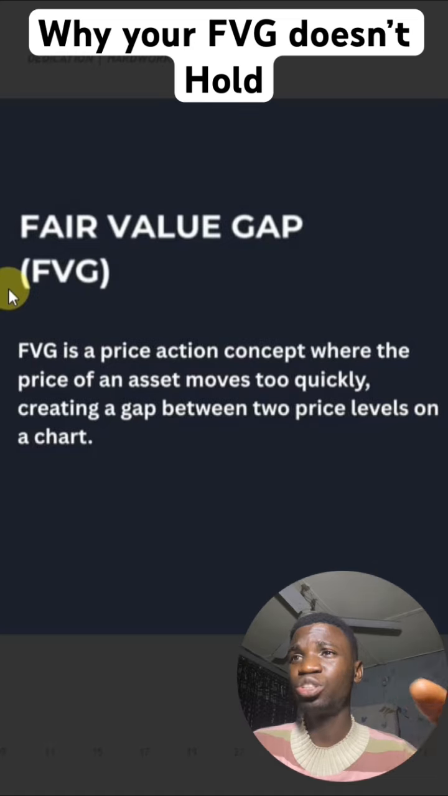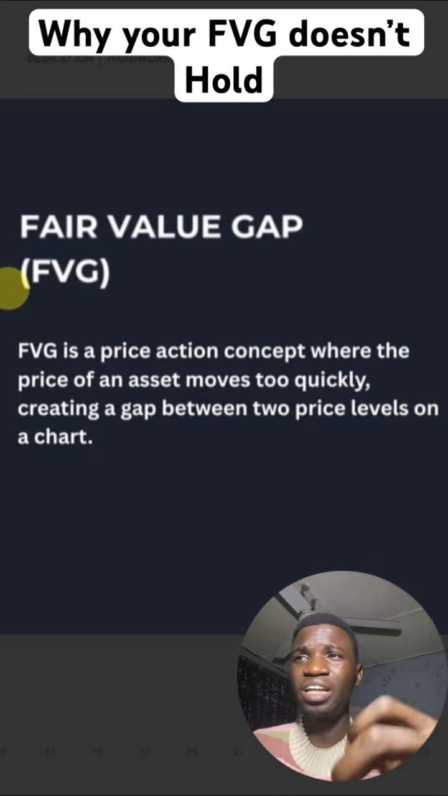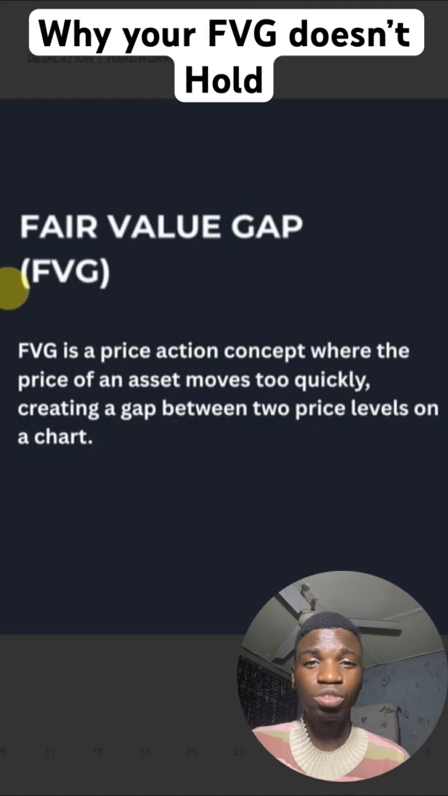Fair value gap is a price action concept where the price of an asset moves too quickly, creating a gap between two prices on the chart. Generally, the market is supposed to be balancing between the buyers and the sellers. But whenever the market moves very quickly in a particular zone, it means that there is a gap at that zone. But that's not all about fair value gap.